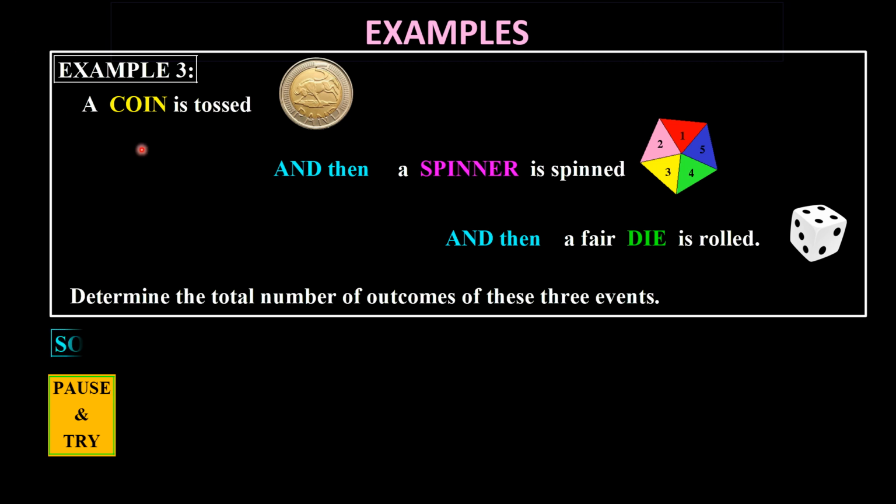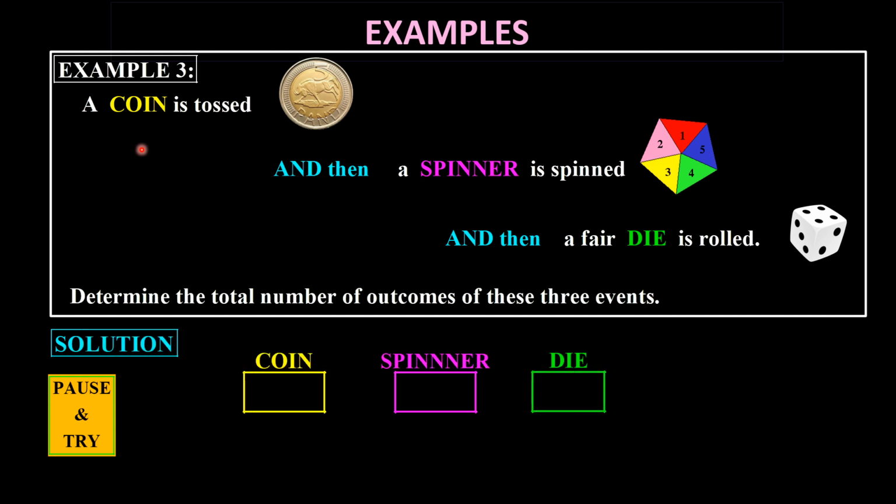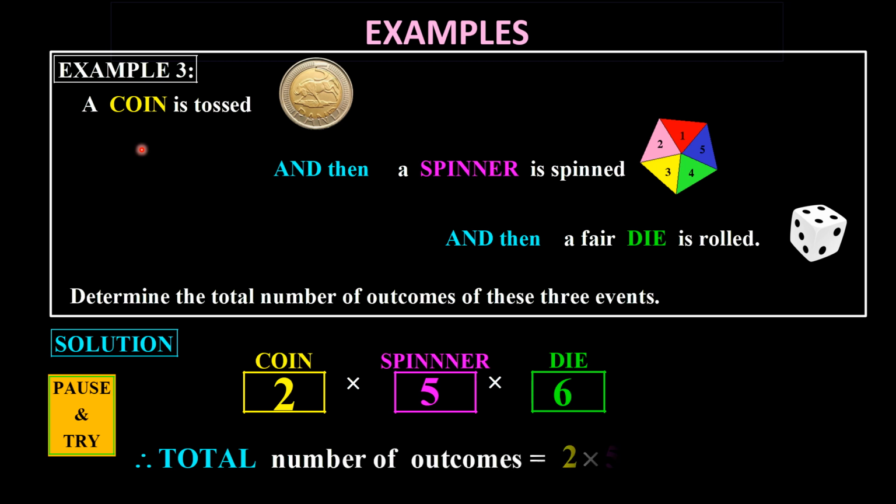Now let's look at your solutions. We have a coin, a spinner, and a die. For the coin, we have 2 options. For the spinner, we have 5 options. And for the die, we have 6. These events are independent, and we can apply the fundamental counting rule or the product rule. So we find the product. Therefore, the total number of outcomes of these 3 events is 2 times 5 times 6, and you don't even need a calculator to do that, and that is 60.